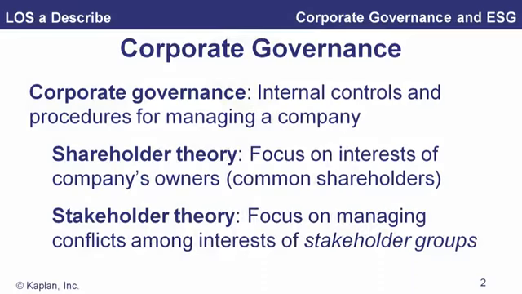So corporate governance, what we mean by that is the internal controls and procedures for managing a company, so how it's governed. The older theory for corporate governance is shareholder theory. Under this theory, we're focusing on the interests of the company's shareholders exclusively. As it's evolved, many now subscribe to the stakeholder theory, which focuses on managing conflicts among the interests of various stakeholder groups, not just the shareholders.